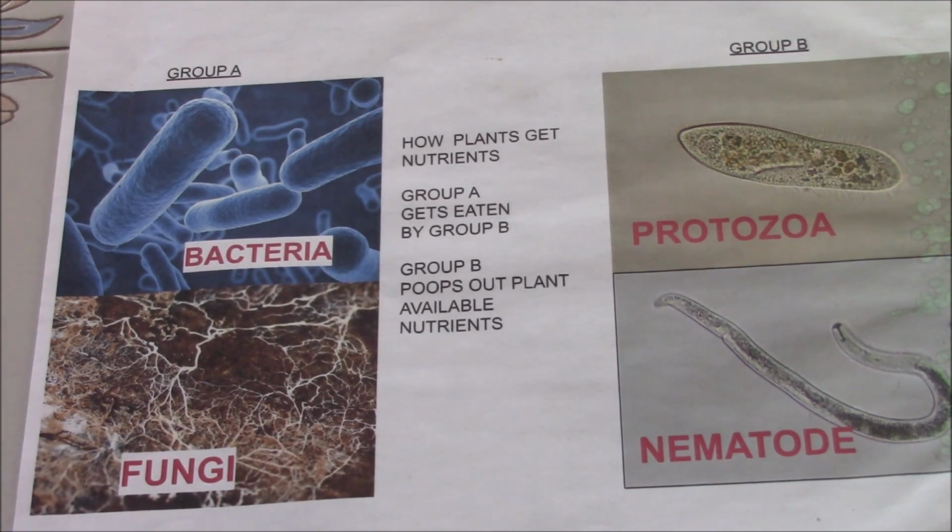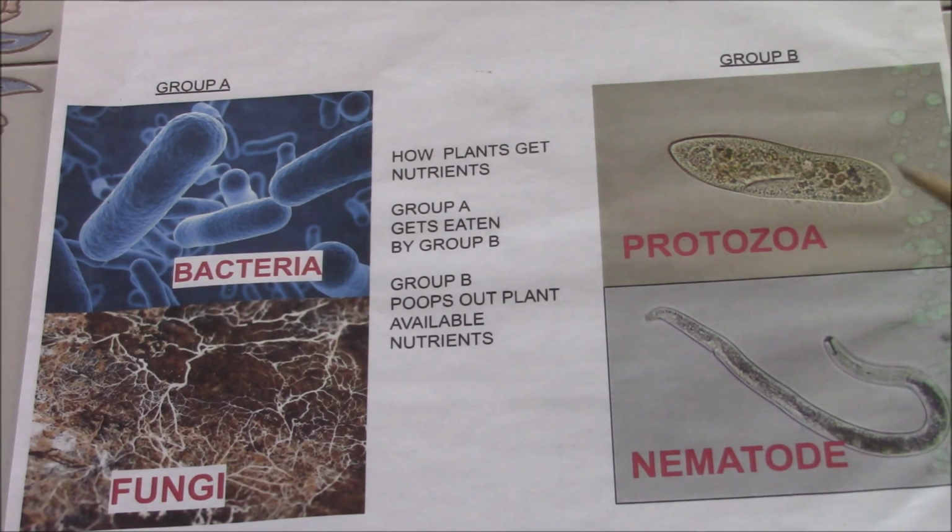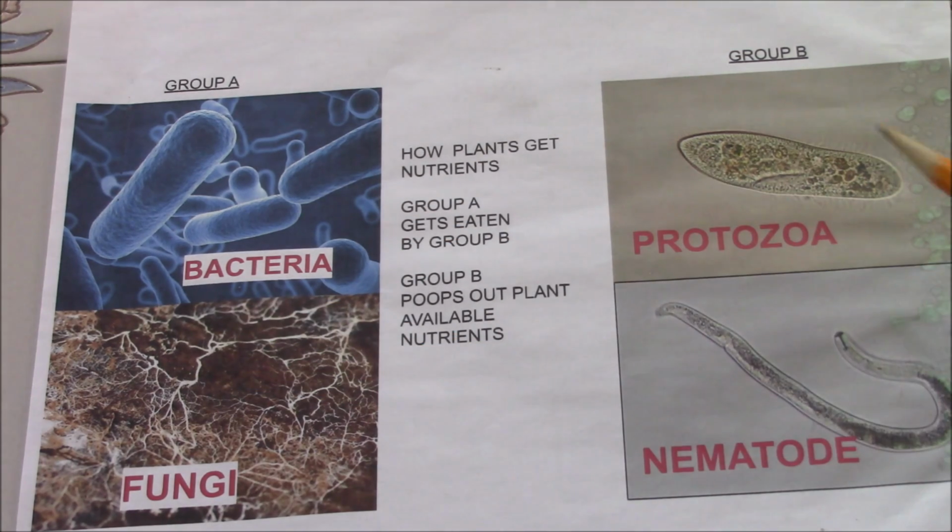Now, these eat the food that's in the ground and also carbon. Now, when they get full and they're ready to be eaten, they're eaten by these other things that are living in your soil called protozoa and nematodes. That's group B. Now, when group B eats group A, they poop this very enriched nutrient manure into the ground, and that's what feeds our plants.